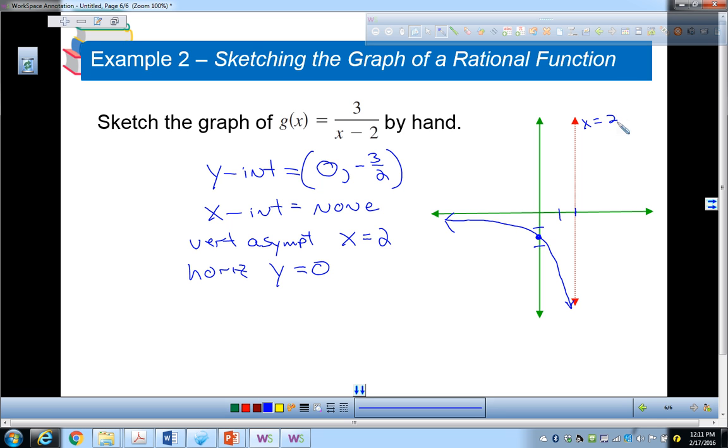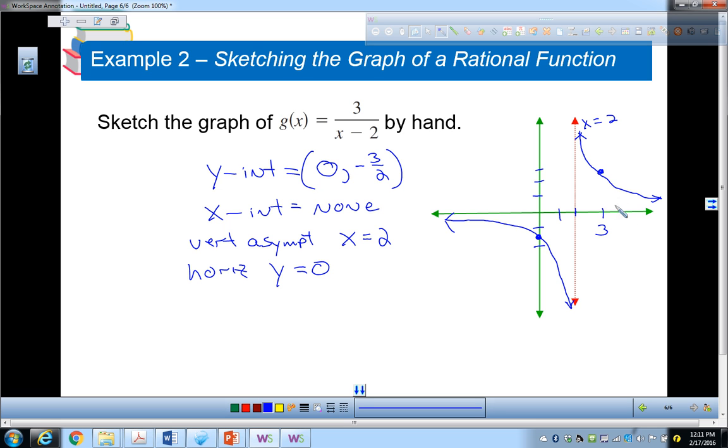What's a point to the right of 2? 3. So if I plug 3 into my function, what do I get out? I get 3 over 1, which is 3. So there's a point on my graph that's (3, 3), right? And that confirms that this is an asymptote, and it goes through (3, 3), and this is an asymptote. Then over on the other side, it's going to be looking something like that, okay? So that's how you sketch it.